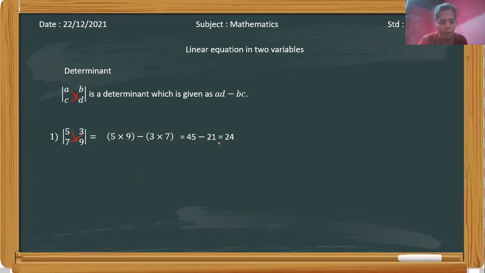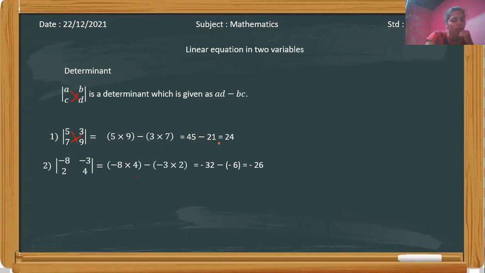Okay. And the next one is -8, -3, 2, 4. See, be careful of the negative signs. So what will be the first step here? We will cross multiply this. So this is -8 multiplied by 4 and -3 multiplied by 2. Very good. And the next, which is -26. Very good. You have now learned what are determinants and how to find the values of determinants.